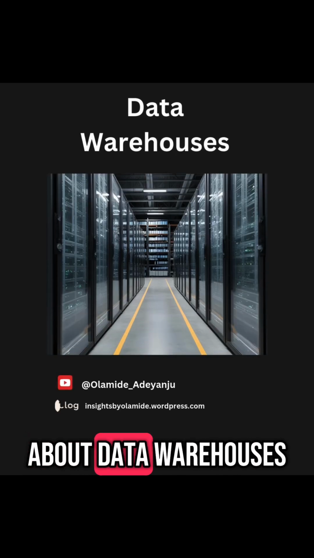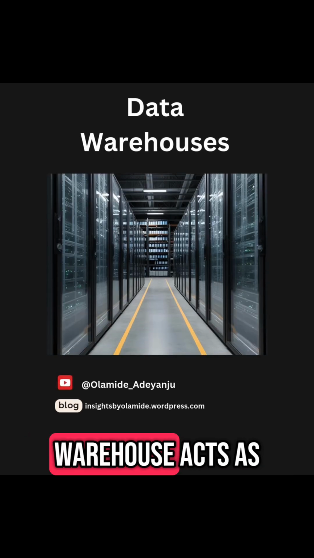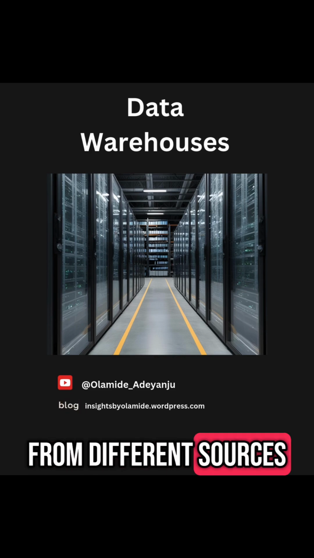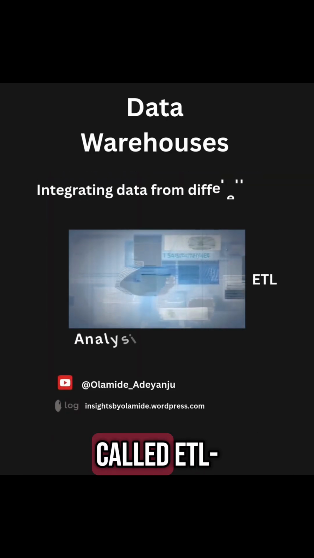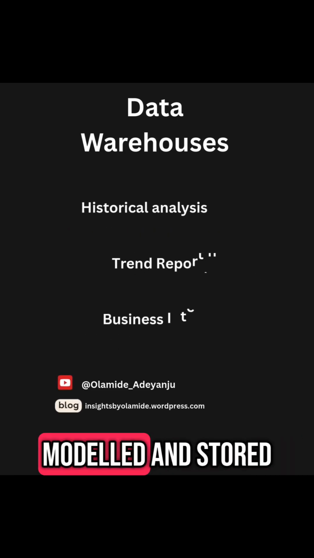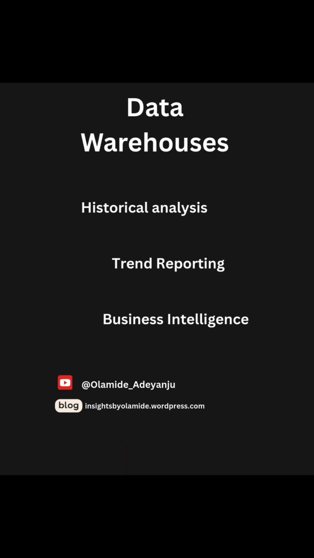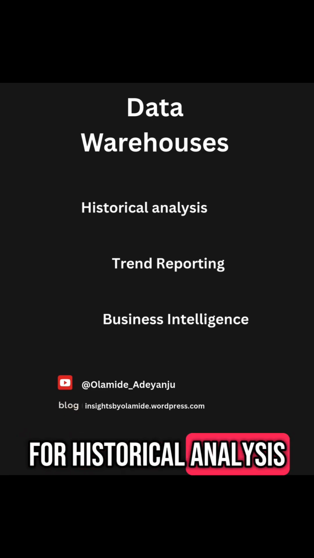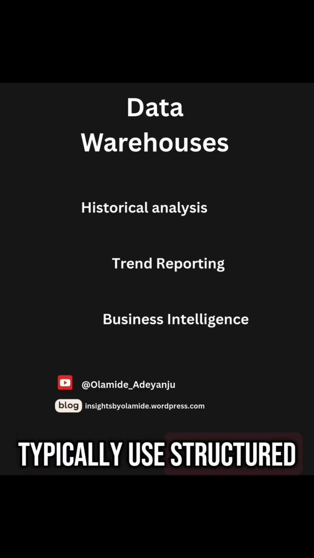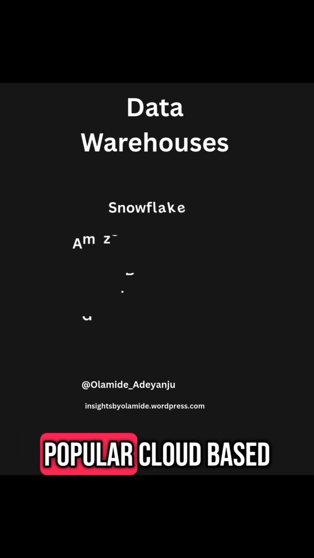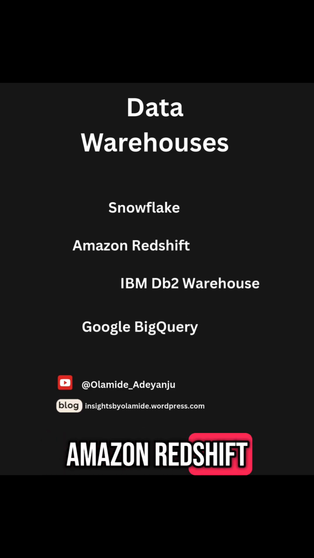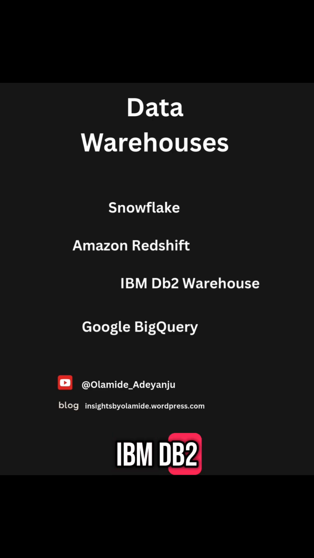Now let's talk about data warehouses. A data warehouse acts as a centralized system for integrating data from different sources. Through a process called ETL, that's extract, transform, load, data is cleaned, modeled, and stored for analytics. Warehouses are designed for historical analysis, trend reporting, and business intelligence, and they typically use structured data formats. Popular cloud-based data warehouses include Snowflake, Amazon Redshift, Google BigQuery, and IBM DB2 Warehouse.